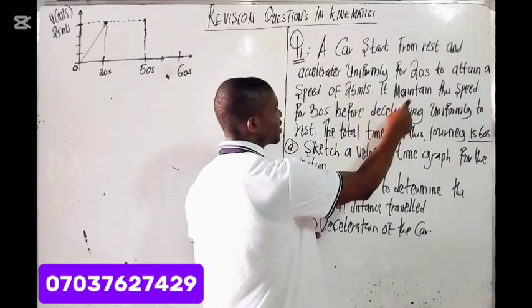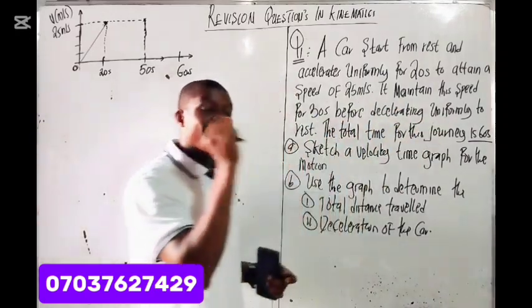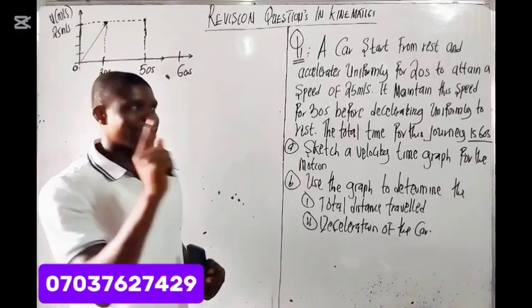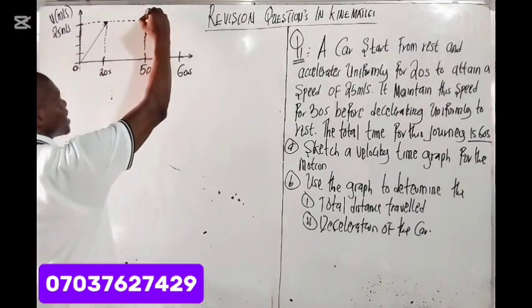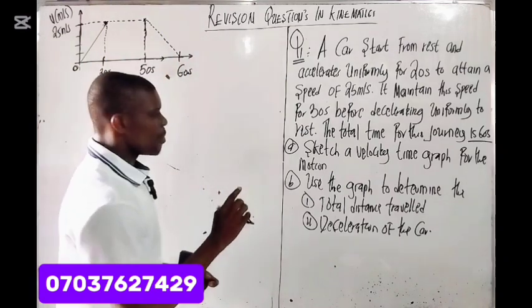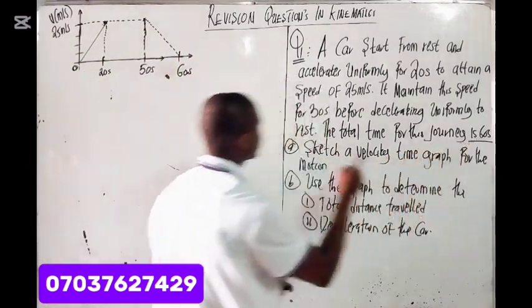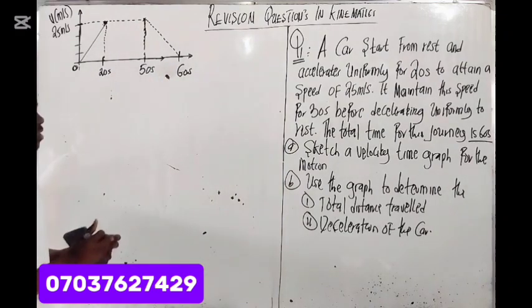Now, it maintains the speed for 30 seconds before decelerating uniformly to rest. Then when it comes here, it decelerates to this point here. Do you understand? Now you see that the total journey is 60 seconds. So here we have this one here. Do you understand? So this one is a velocity-time graph.